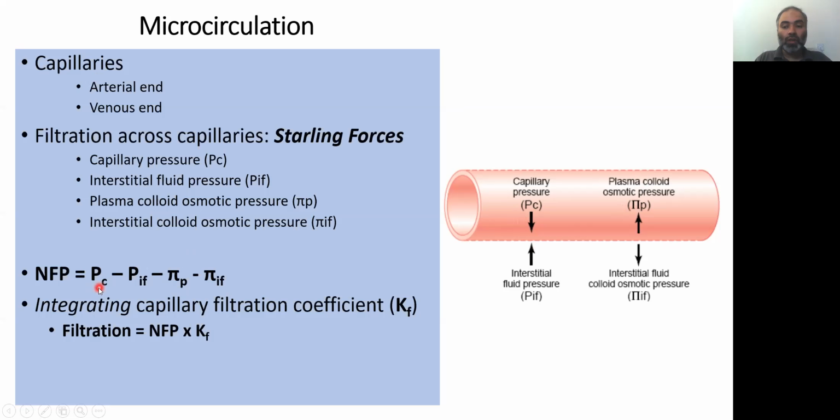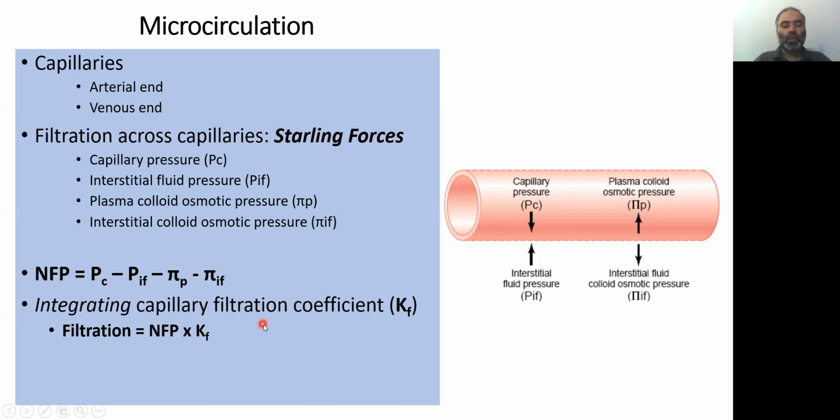But this is the formula. You just subtract the capillary hydrostatic pressure from the interstitial hydrostatic pressure, from the colloid osmotic pressure, and from the colloid interstitial osmotic pressure. And all of this gives a value which we'll discuss, and it will become more clear to you when you have the value. So this is net filtration pressure across a capillary.